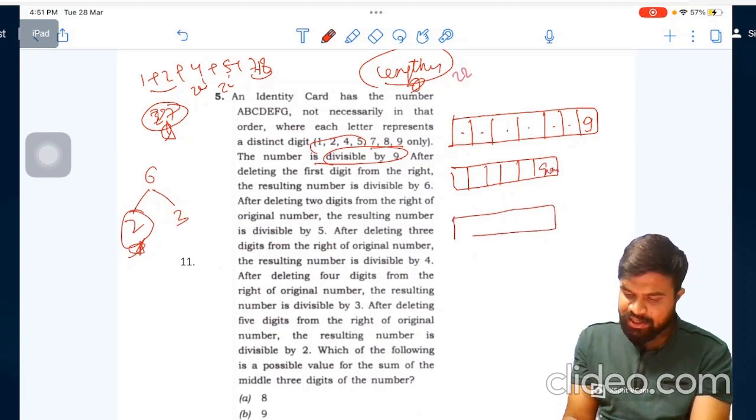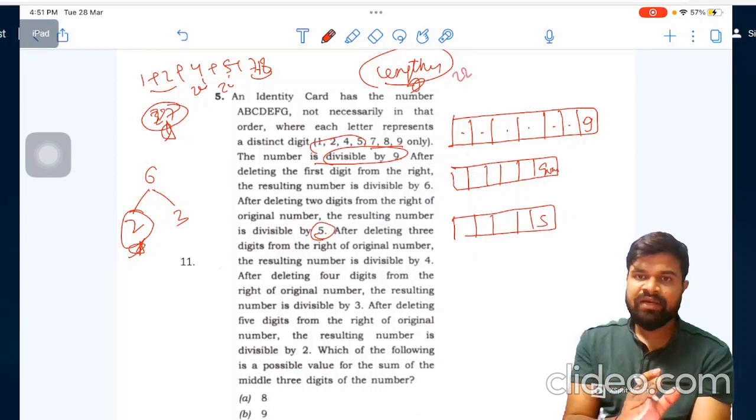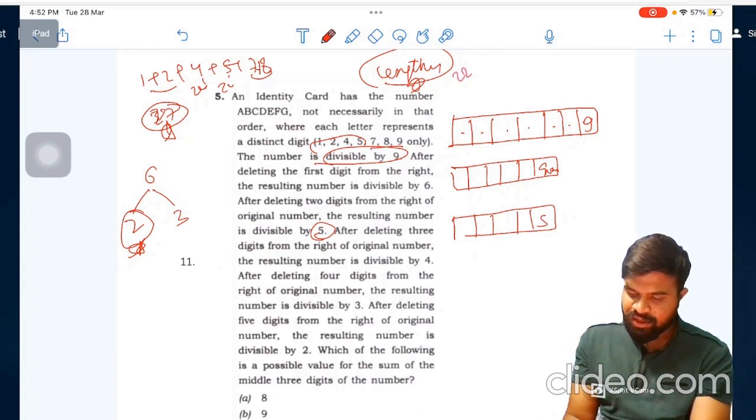And then again, for the last 5 digits, the number is divisible by 5. For the number to be divisible by 5, the unit digit should be either 5 or 0. And 0 is not here, so the unit digit will be 5 in this case.